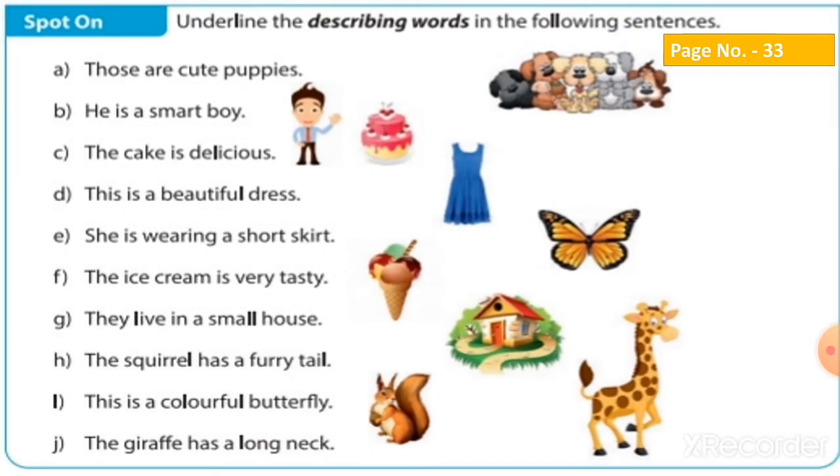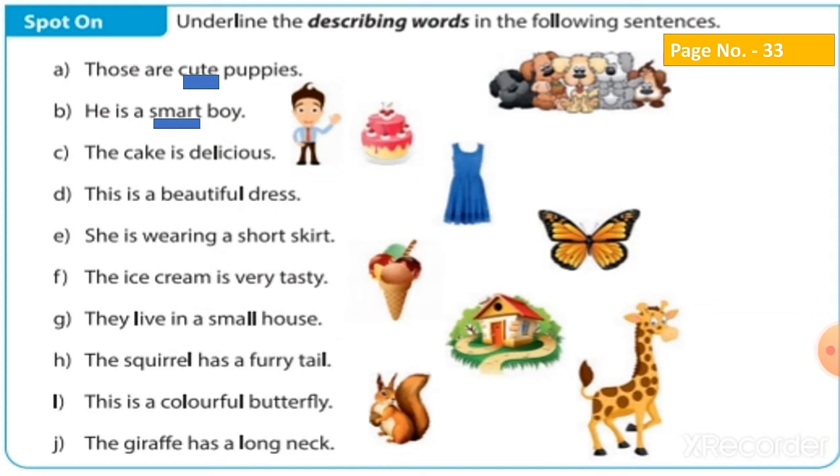Now let's do the exercise that is in your grammar textbook on page number 33. Underline the describing words in the following sentences. A. Those are cute puppies. How are the puppies? Cute. So underline cute. B. He is a smart boy. The boy is smart. Yes, so the word smart is used to describe the boy. So smart is a describing word.